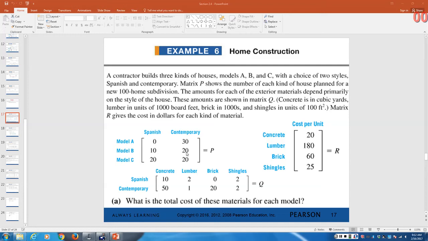And then the amounts for the exterior materials depend primarily on the style of the house. So his materials are concrete, lumber, brick, and shingles. And concrete only costs 20. It doesn't give us an actual unit for that, but I don't think it's $20. So the cost per unit of the concrete is 20, for lumber 180, for brick 60, and for shingles is 25.